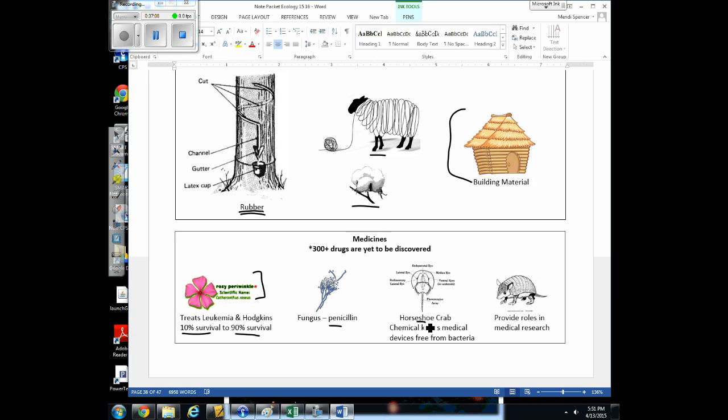And then we use organisms for research. Some organisms have different bacteria that normally live on them, and that bacteria can be harmful to us. So we can study these organisms and ask what it is about their chemical composition, or what molecules they are making, that protects them from these different types of bacteria, and maybe that's something we can utilize in medicine.